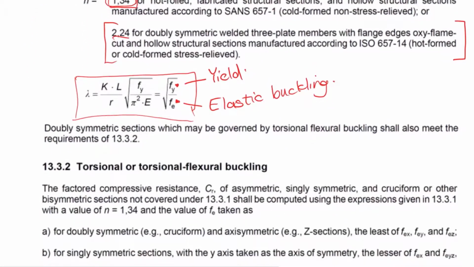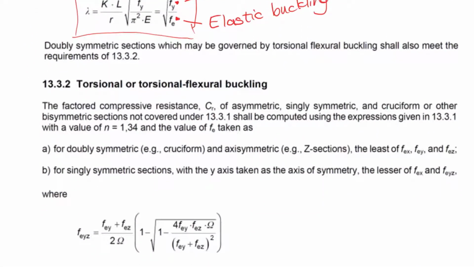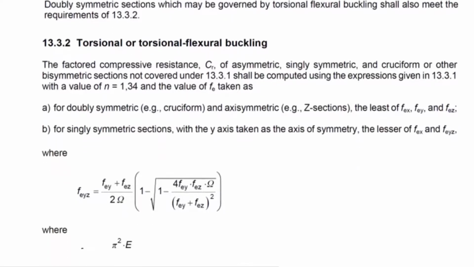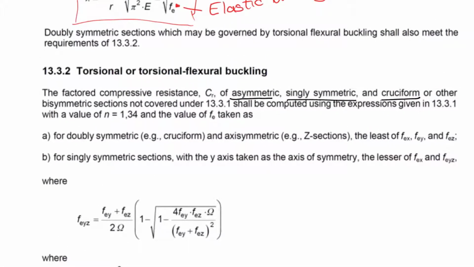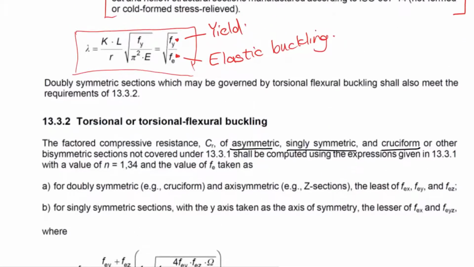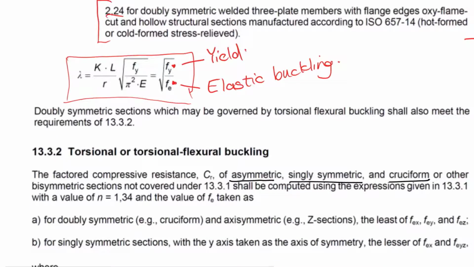But what happens if they are not? Let's move on and start looking at different clauses. Torsional or flexural torsional buckling: the factored compressive resistance of asymmetric, singly symmetric, and cruciform, or other bisymmetric sections not covered under 13.3.3.1. And one thing I forgot is that the section above says doubly symmetric sections which may be governed by torsional flexural buckling. What does "may" mean? When do you apply this?